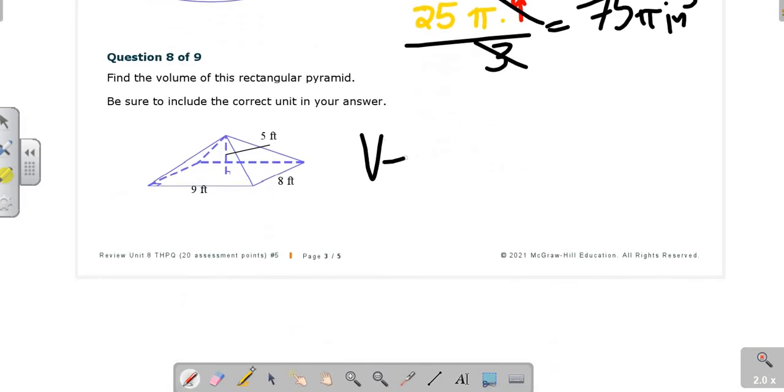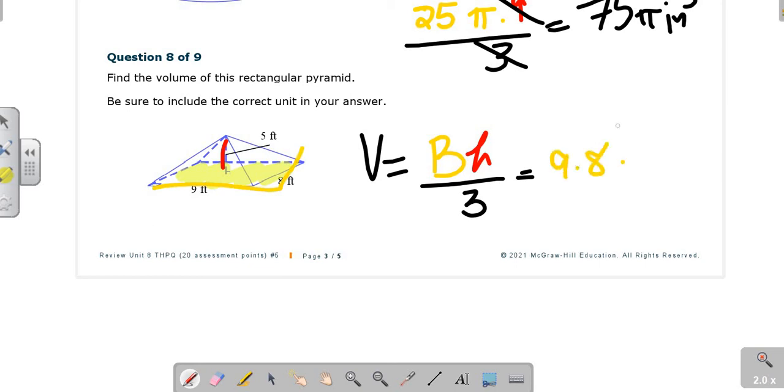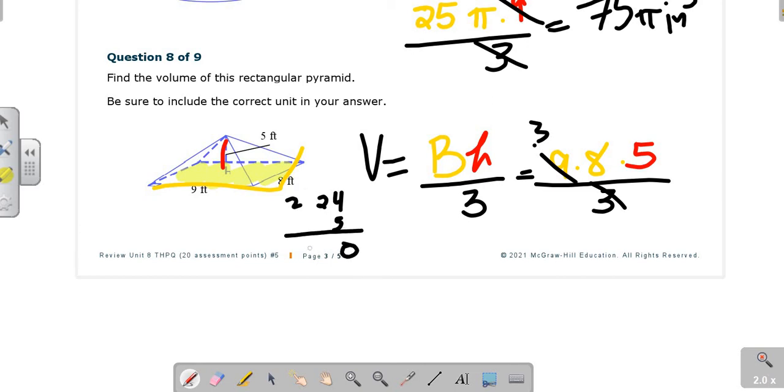Volume of a pyramid, volume equals base times height over 3. Our base is a rectangle, so that's going to be 9 times 8. Our height is 5 over 3. Reduce. So basically I have 3 times 8, which is 24 times 5. That's going to be 120. So volume equals 120 feet cubed.